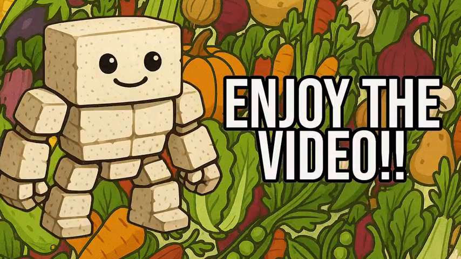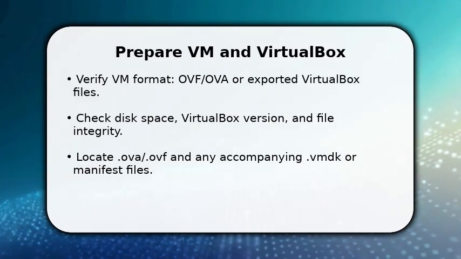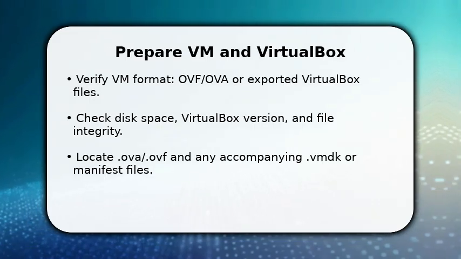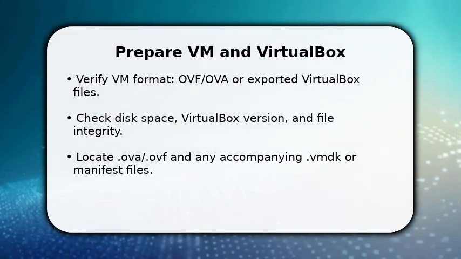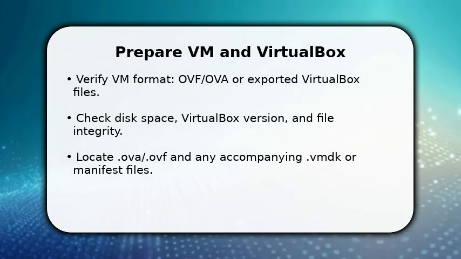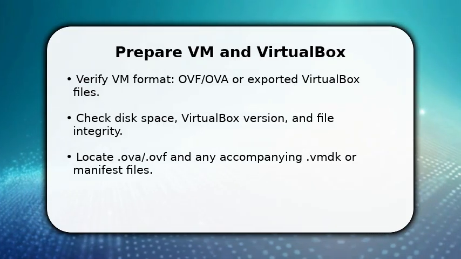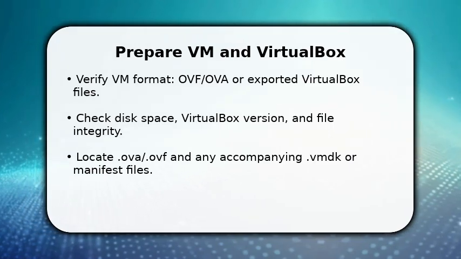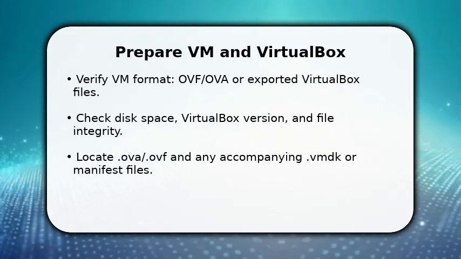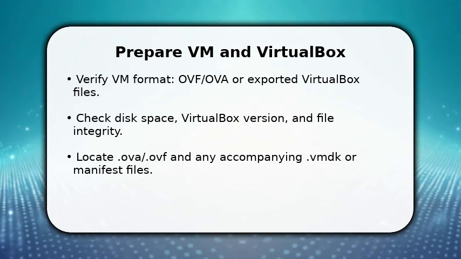Please enjoy the video. You begin by confirming the VM files and VirtualBox state. Make sure your VirtualBox version supports the OVF/OVA format. Mismatches cause import errors. Inspect the archive for OVA or OVF plus disk files and ensure you have sufficient disk space. Once done, open VirtualBox and choose File, Import Appliance to start. This step triggers validation and lets VirtualBox read configuration details before you change anything.